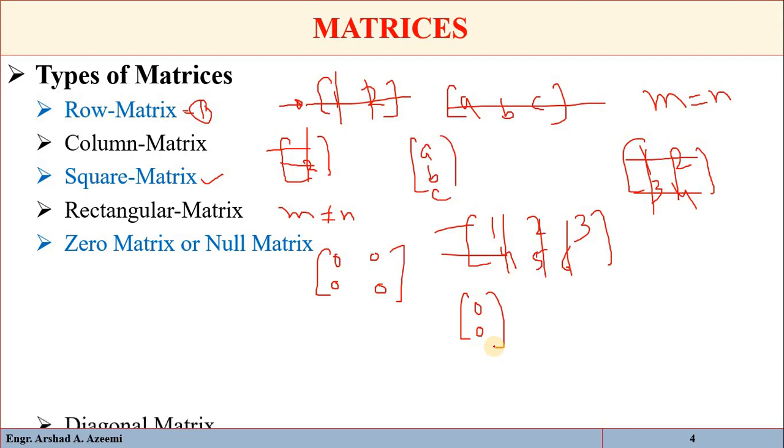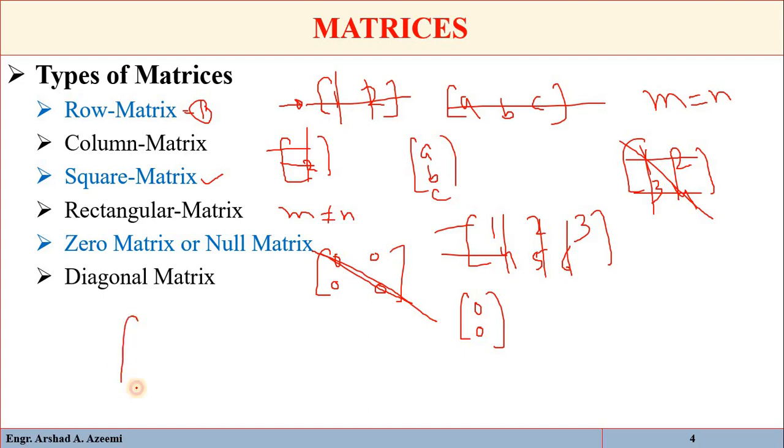Then we have the diagonal matrix. These elements are called the diagonal elements. Here you can see that 1 and 4, here 0 and 0, these are the diagonal elements. For example we have 1 0 0 4. If in a square matrix, meaning the number of rows must be equal to the number of columns, all the elements are 0 except the diagonal elements, these are called the diagonal elements.